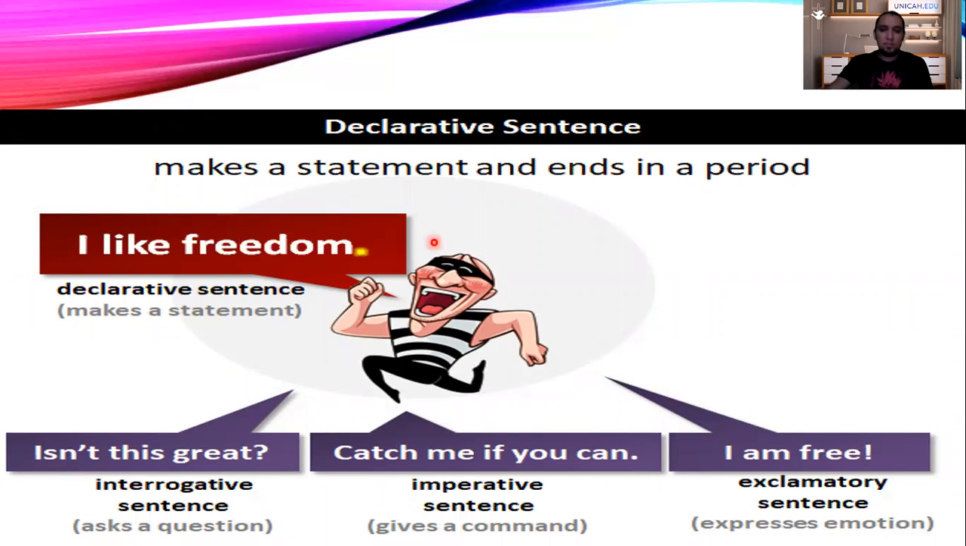As you can see here, once again, the prisoner, the one that escaped, is stating something, and he says that he likes freedom. From the first person point of view, he says, I like freedom. And very important is that the end mark in yellow is a period. Here we have more examples of other sentences: with interrogative sentences, for example, isn't this great? Or catch me if you can in the case of imperative sentences. Or I'm free with exclamatory sentences, but we'll see this later.